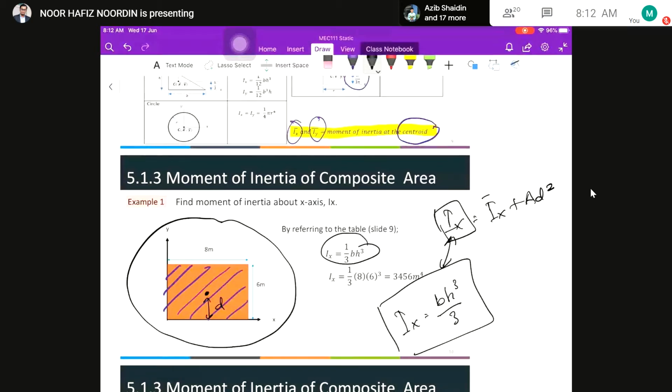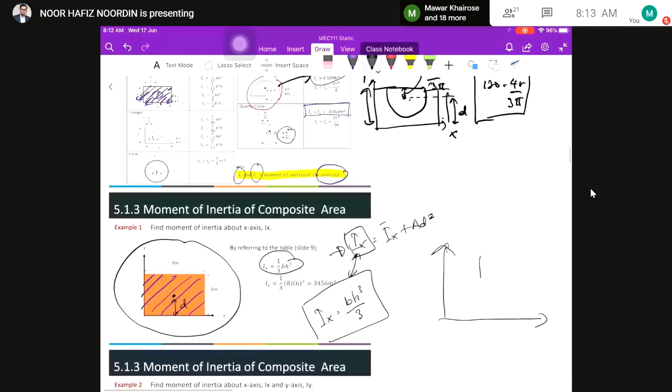Okay. And now I want to show you that we can actually also use this formula: Ix equal to I bar X plus A D squared. Why? At the end, we will actually get the same answer. Because in this case, the rectangular shape is exactly on the axis. But for a case where my rectangular is over here.